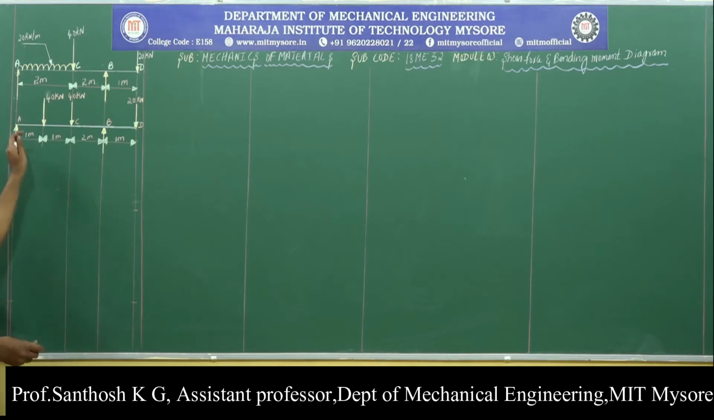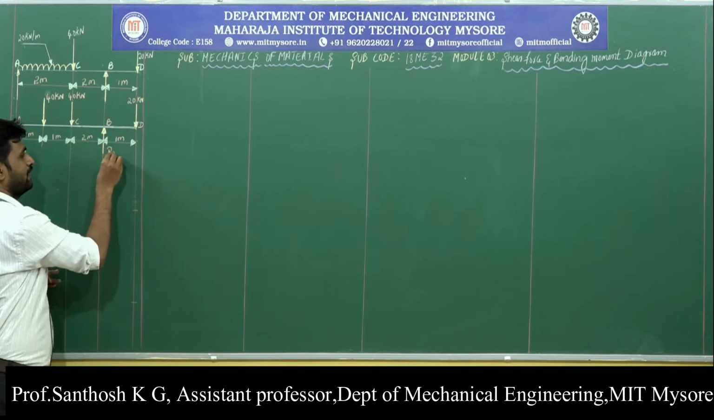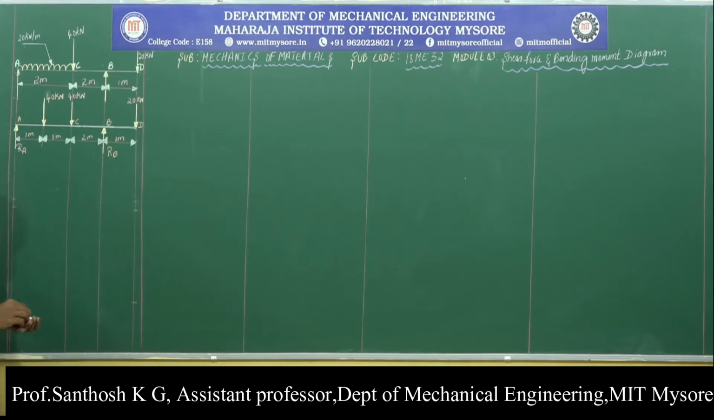Once you convert the UDL into an equivalent point load, the next step is to find the reactions at the supports. Here the supports are provided at point A and point B. The reaction developed at A we denote by RA, and the reaction developed at B is denoted by RB. Now, let us find the values of RA and RB.